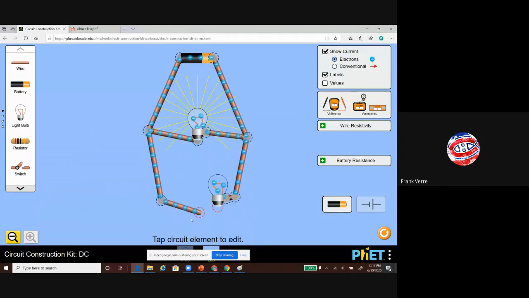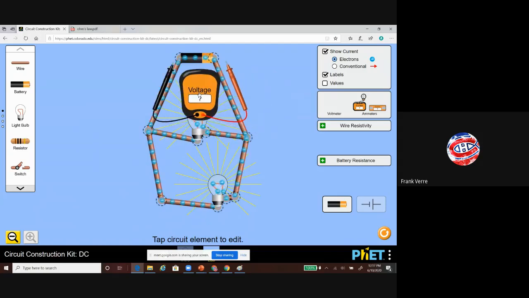You notice that the flow of electrons is moving at a particular rate. That's the current, right? And when I hook up, you notice this is a measure of how bright it is. When I attach this, the electrons are moving faster, and it looks like they're actually a little bit brighter. Again, what we can do is check the voltage.